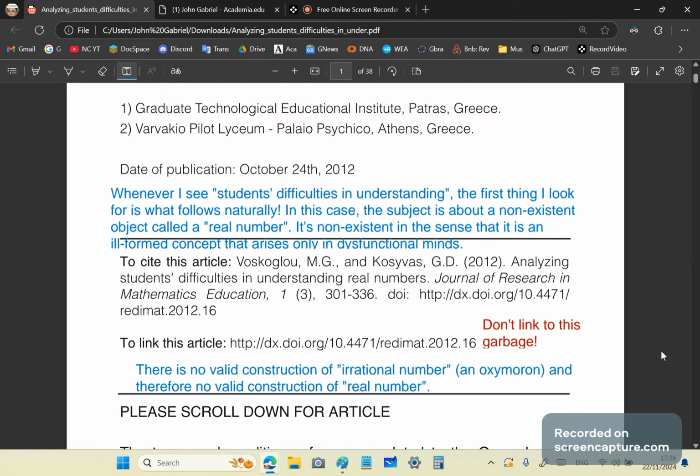Okay. In this case, the subject is about a non existent object called a real number. So already I know that the article is going to be a bunch of crap because there is no valid construction of real number. It's an ill formed concept that arises only in dysfunctional minds. Okay. It doesn't exist as a well formed concept.